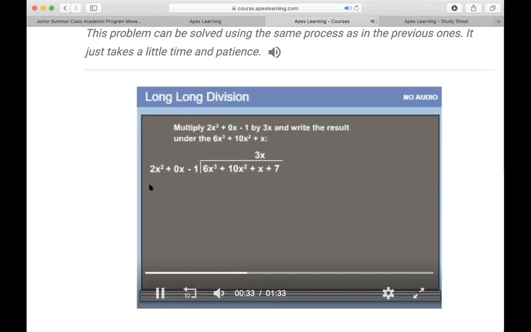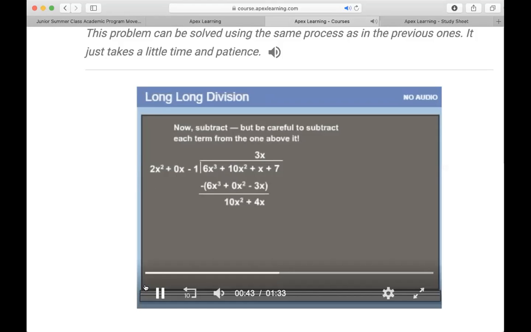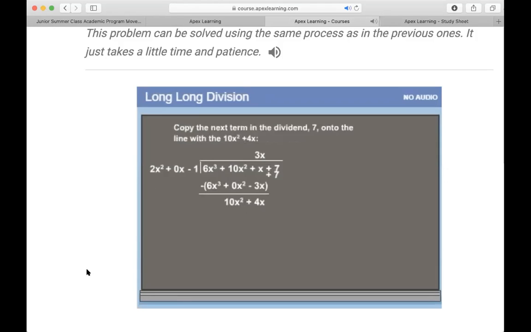But that brings us all the way over here. When we multiply this entire quantity out, okay, we get 6x cubed plus 0x squared minus 3x. Okay, now again, we're subtracting the entire quantity. All right, so that ends up giving us a new value of plus 4x. Okay, so then we bring that last term down there, and then we got to figure out again how many times does 2x squared go into 10x squared, and that would be 5 times. All right, so plus 5.